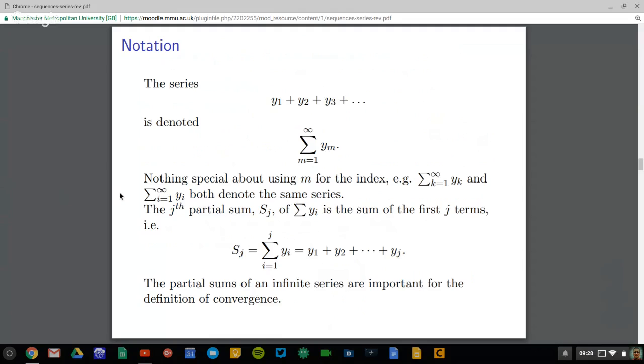So in particular, these two pieces of notation, sigma k equals 1 to infinity of yk, and sigma i equals 1 to infinity of yi, are denoting exactly the same thing. They're denoting the infinite series y1 plus y2 plus y3. It makes no difference at all that you're using a k here and an i over there. They're both referring to exactly the same thing. Just a different choice of variable for the index.